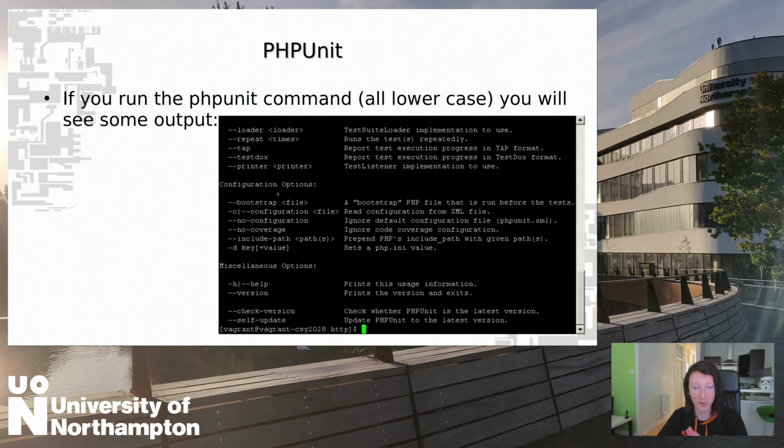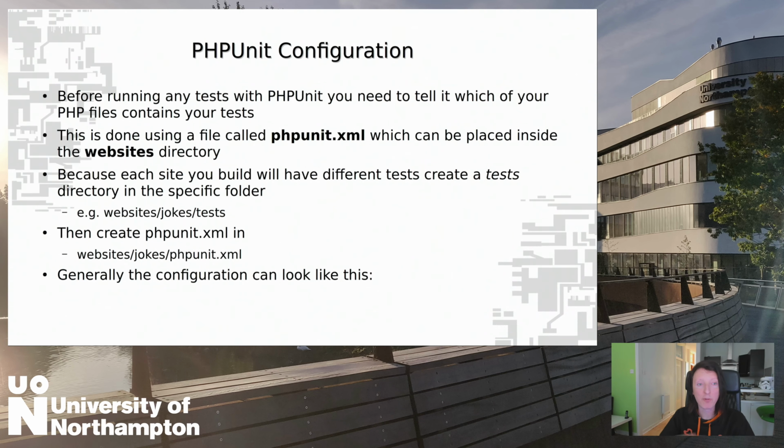We don't need to read through it. All we need to do is know that when we run the command, it has to be run from the correct directory. So that would be your jokes directory or your AS2 directory or wherever. And you need to provide it a bit of configuration. You can do this as part of the PHPUnit command, but rather than doing that every single time you want to run your tests, it's better off putting a file called phpunit.xml, which describes the configuration. Put this in the specific site directory, for example, website/jokes, and then create a file called phpunit.xml.